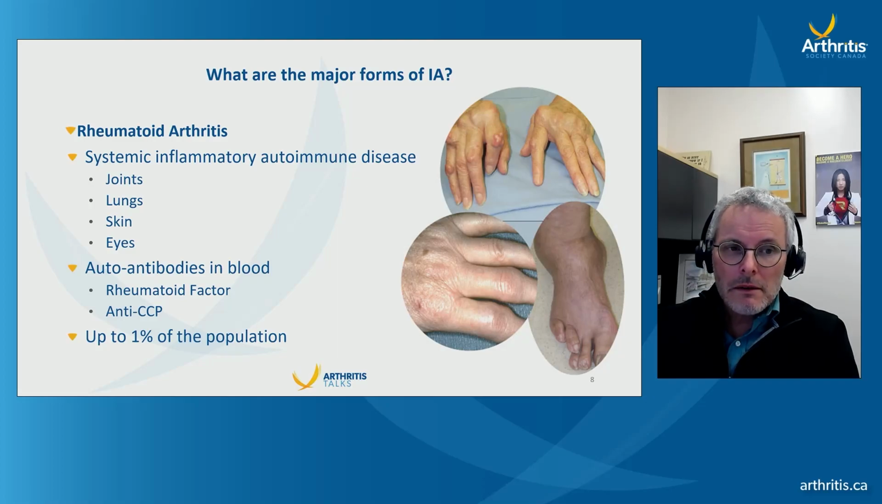And there are autoantibodies or markers in your blood that we can follow or look at, called rheumatoid factor and anti-CCP, that are commonly found. And this is a fairly common arthritis. It affects up to 1% of the population.